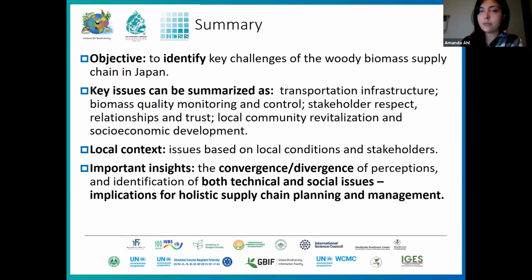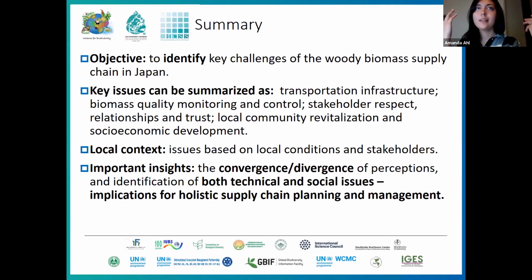But I just want to emphasize this is really based on local context in Kyushu, in this island, this southern part of Japan. So this will likely be different in different places. But the most important insight is that we did see a convergence and divergence of perceptions, which means that it's so important to understand the whole supply chain of stakeholders, no matter what we're talking about. So now we're talking about woody biomass, and to understand both what people agree on, but also what people don't have the same opinion on.